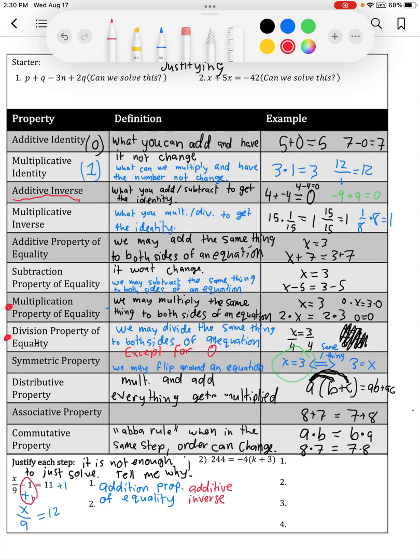Now what's keeping the x from being by itself? The 9. How do we undo that 9? Well, it's currently being divisioned, so what's the opposite of division? Multiplication. So we're going to use the multiplication property of equality.